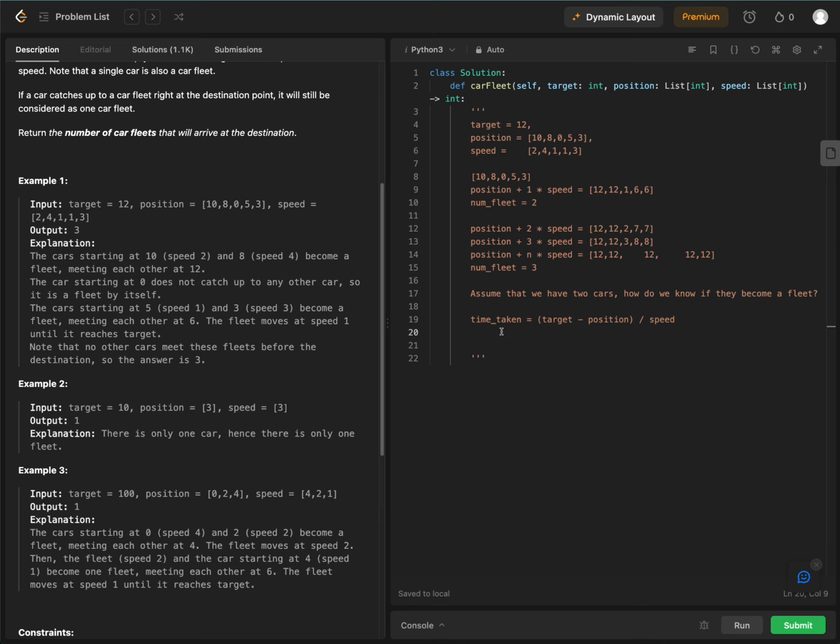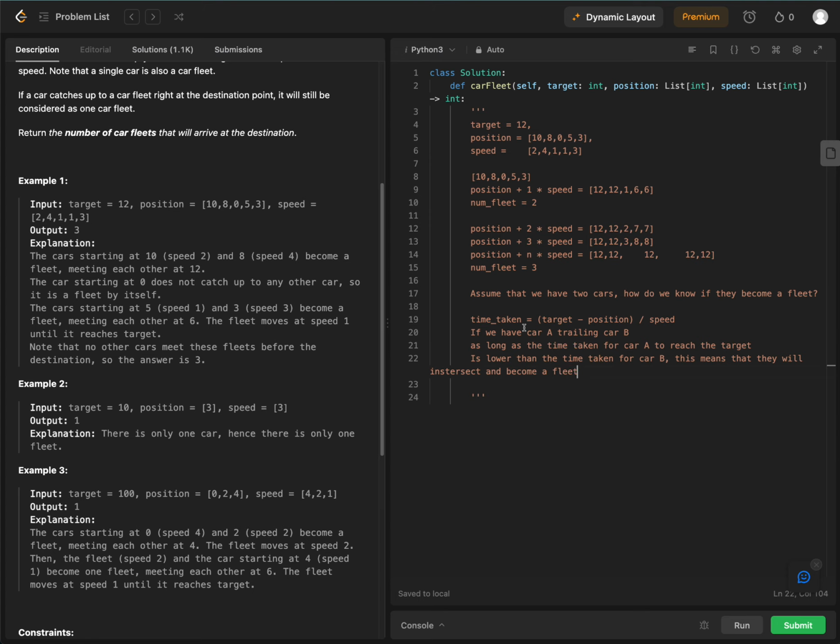as long as the time taken for them to reach the target is less than the time taken for another car, we know that, for example, if we have car A trailing car B, as long as the time taken for car A to reach the destination target is lower than the time taken for car B, this means that they will intersect and become a fleet.